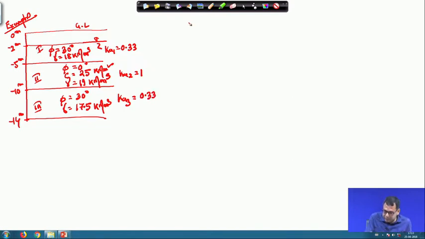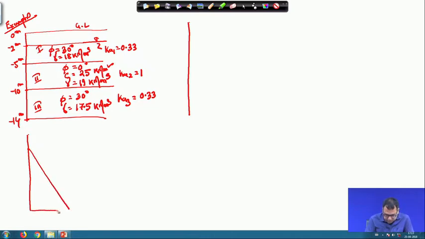So, now again I will draw the earth pressure distribution due to the soil, and the water pressure will not change. So, I am just drawing the water pressure distribution here. So, that will remain the same, it will not change, okay, because the same problem I have taken. So, this is minus 14 meter. So, this is minus 10 meter, this is minus 5 meter, this is minus 2 meter.